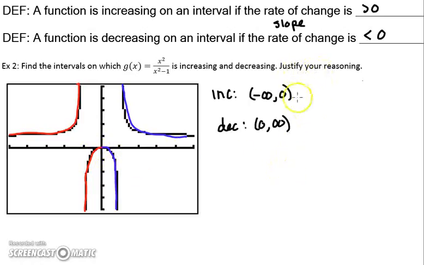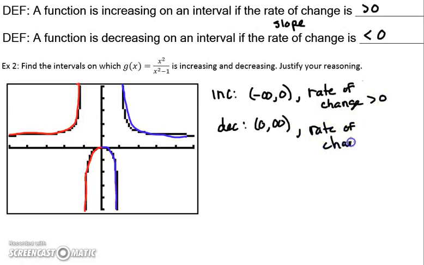So justify your reasoning. Increasing here because the rate of change is greater than 0. And we're decreasing here because the rate of change is less than 0.